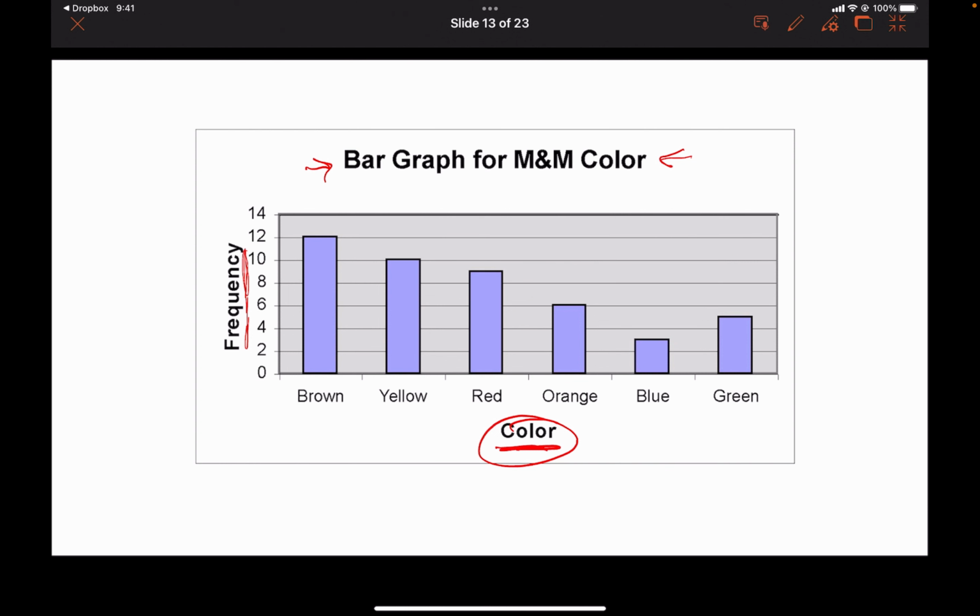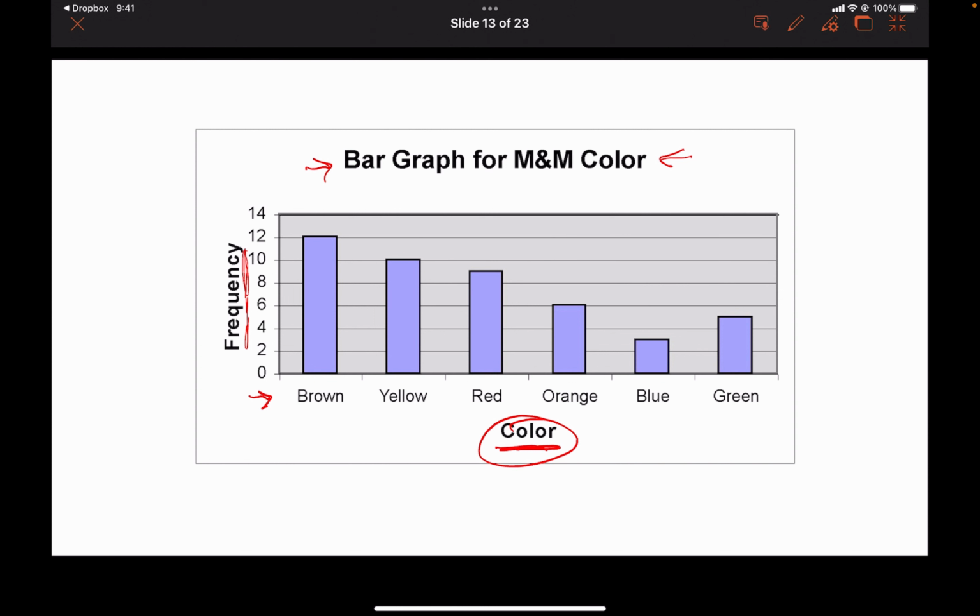So color down here, and then I need to list out the colors so I know what each bar represents. I know this one's brown, yellow, red, etc. And then frequency. I need to know what I'm looking at on the left side. It is the frequency, based on our frequency table. This says how frequently it shows up. Technically, if you wrote the word count, it would be okay, but the standard term that we use in stats would just be frequency.